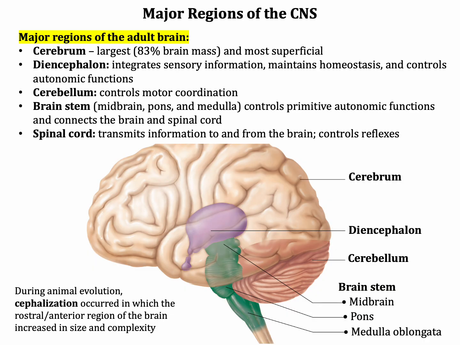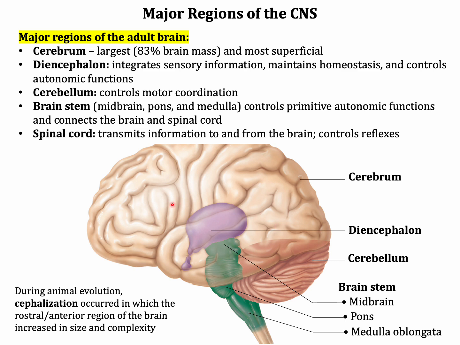For major regions of the CNS, these are the adult brain structures. So we have the cerebrum. This is this lightish tan color here. It's the largest structure, about 83% of the brain mass, and it's also the most superficial.